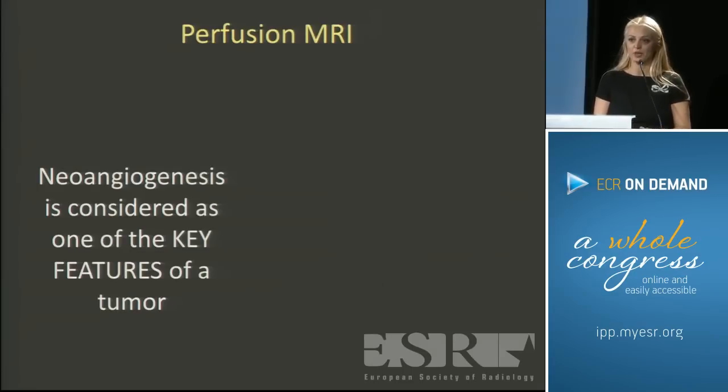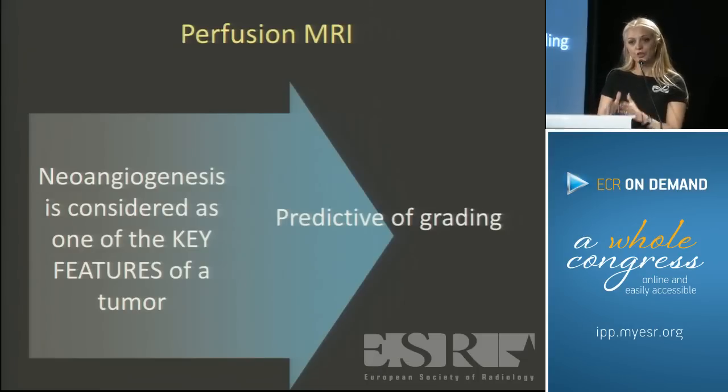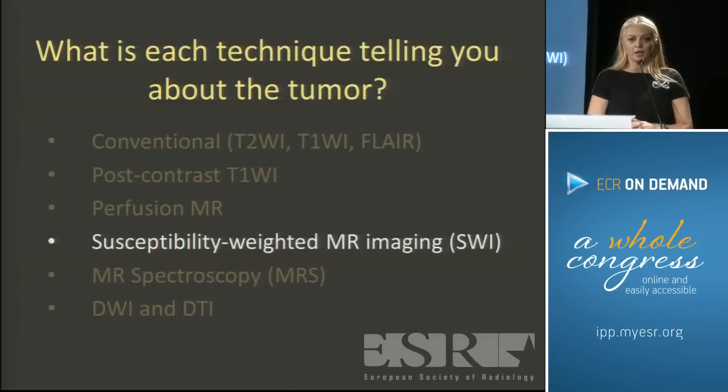If we want to summarize without going into details, the neoangiogenesis, these new vessels, this is considered one of the key features of a tumor. So this is now predictive of grading. So now we came to the first sequence that actually tells you something about the grading, and this is perfusion-weighted imaging. There is something that is used more and more that's called susceptibility-weighted image, or SWI.